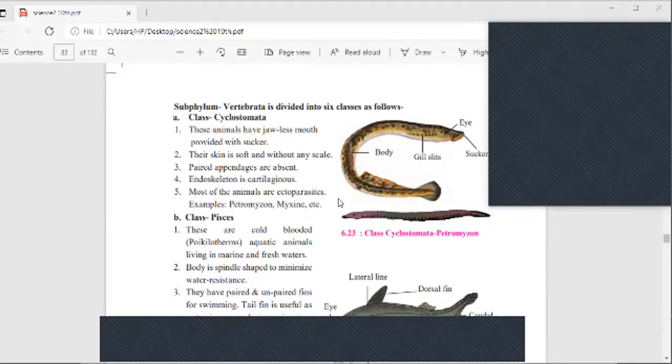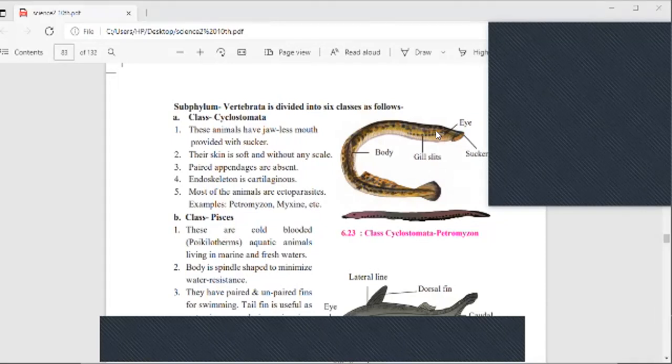Most of the animals are ectoparasites. Just now we discussed the leech and the examples Petromyzon and Myxine. These are the two examples. From the examination point of view: draw a well-labeled diagram of a Petromyzon. Here, upside, we can see this Petromyzon. At the anterior end there is the mouth, and the mouth has teeth-like structures called suckers. The eye is present to observe food material and other things in the water body. These are aquatic animals.